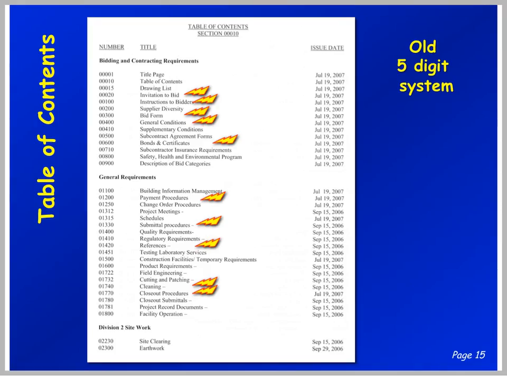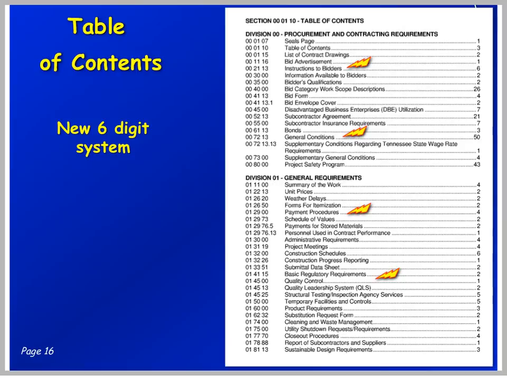The table of contents is where you're going to find the list of all the specifications within the construction documents. Here, we're looking at the old 5-digit system. Here's another table of contents using the 6-digit system. Note, we're looking at the first page. We have procurement and contracting requirements. This would probably mostly be used during the bidding stage. And then we have Division 1 general requirements, and quite a list here of a lot of things that will apply probably to every specification section within the entire document.